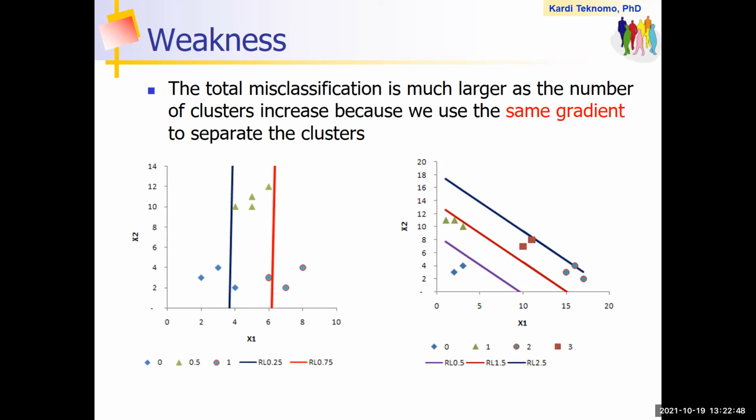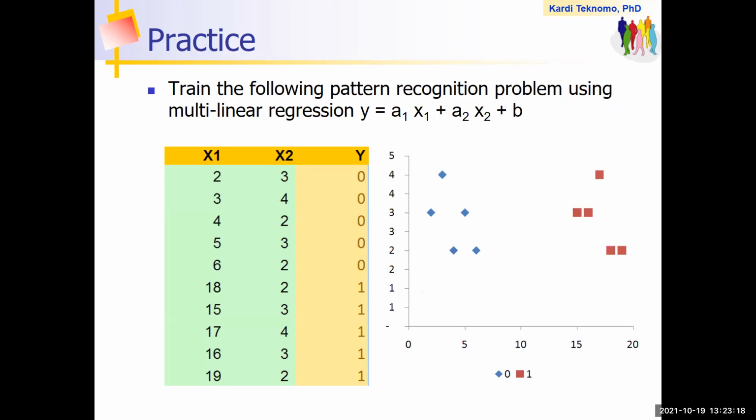But if the number of clusters increases, the total misclassification becomes very big. For example, in this example here on the left side, I get a lot of error. On the right side, again, this is 4 categories of the data, and again, I get a lot of error. So you can practice.